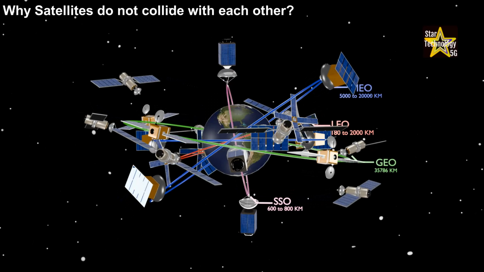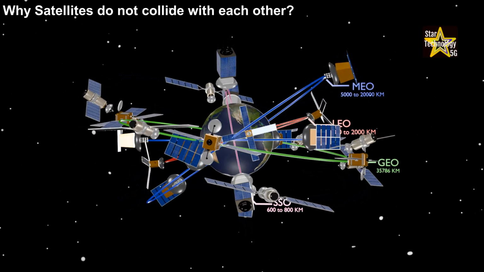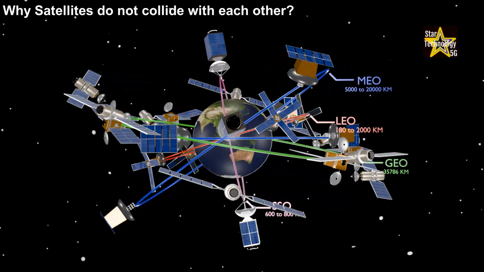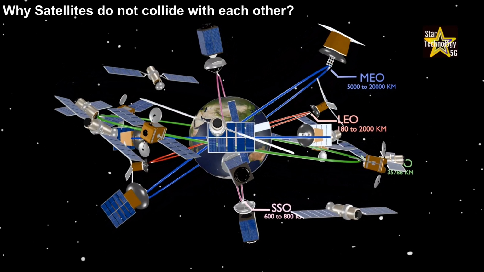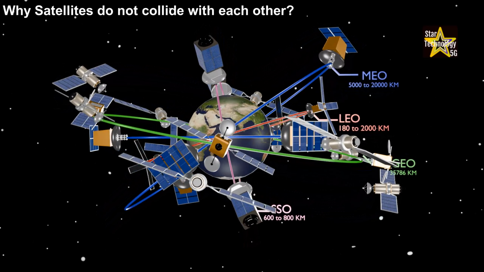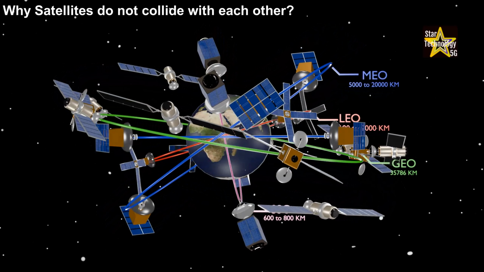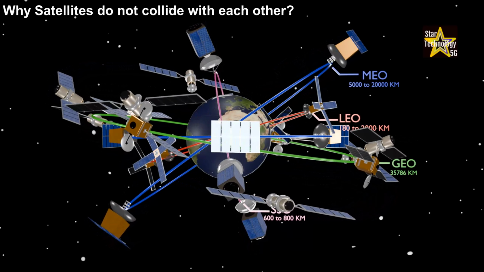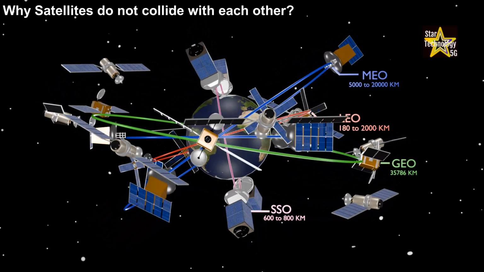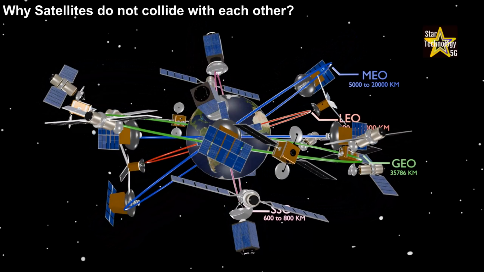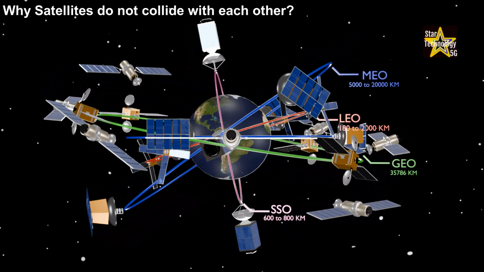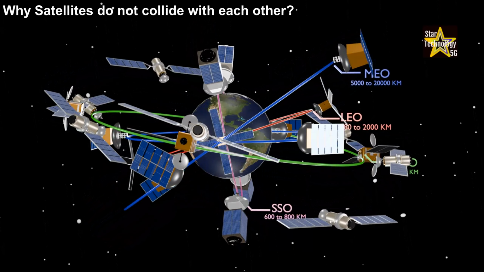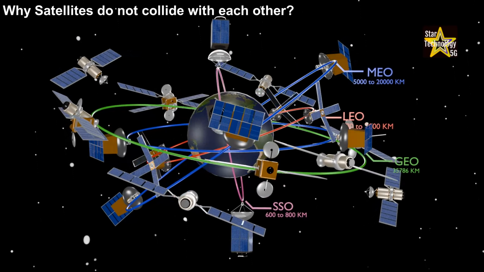Now you might wonder why satellites do not collide with each other. There are thousands of satellites orbiting Earth. But 99% of satellites do not collide with each other in space. Collisions are rare because satellites are launched at different orbital altitudes, which means they follow distinct paths around Earth. These differences in orbits help minimize the chance of collisions. There are specific regulations and guidelines for satellite operators to ensure safe separation between satellites.